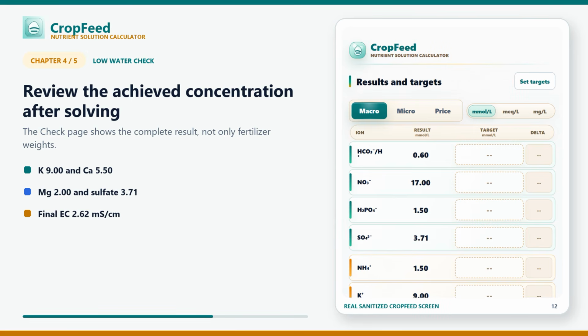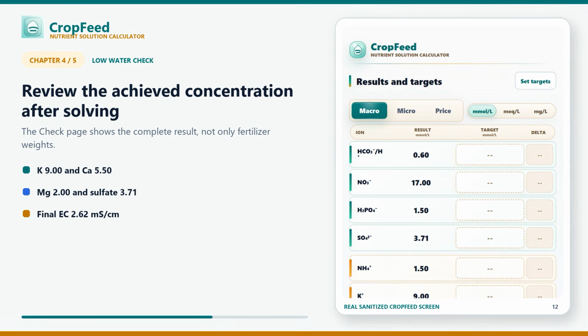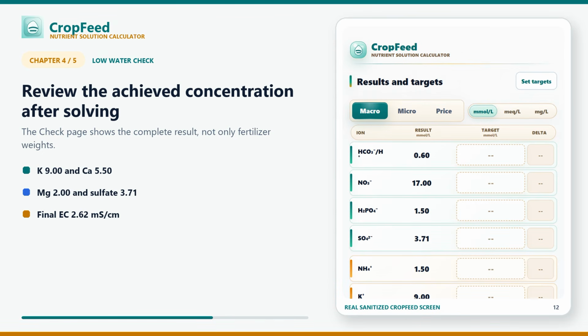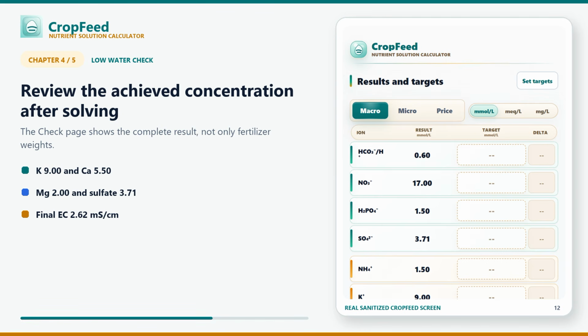On the check page, the low water recipe reaches 9.00 potassium, 5.50 calcium, and 2.00 magnesium, while sulfate is 3.71. This is the moment to decide whether the result is acceptable or whether the targets, fertilizer sources, or operating assumptions need to be revised before mixing.